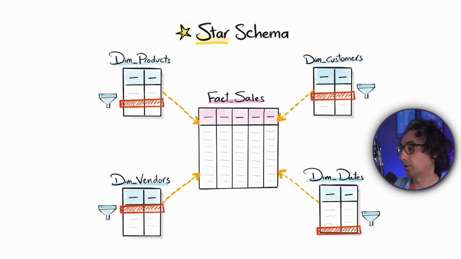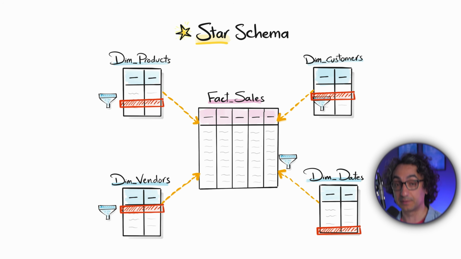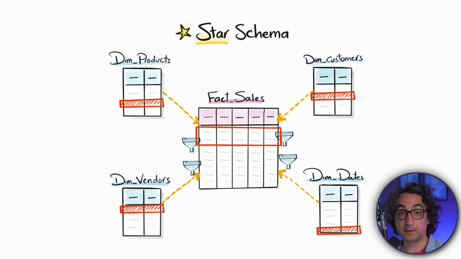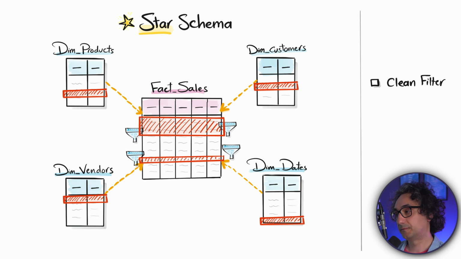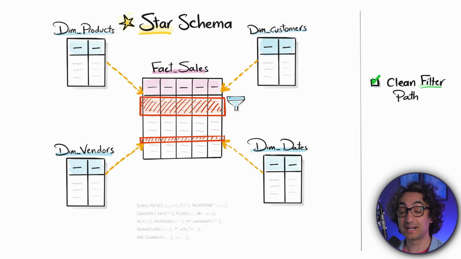So for example, if you are filtering the products, this has an effect on the numbers, like for example the sales. Same thing, if you filter the customers, this is going to automatically filter the sales and for all other dimensions. And now because the filter logic is so simple, DAX is going to become much easier to write as well.